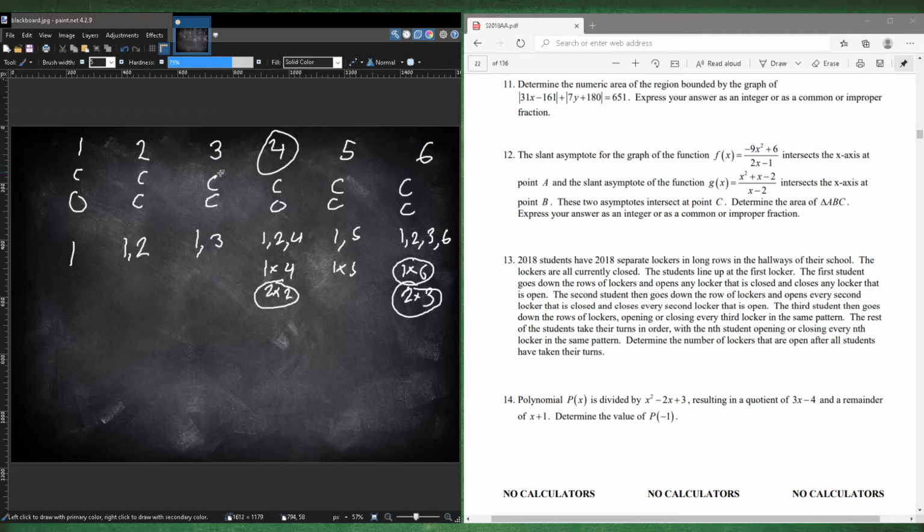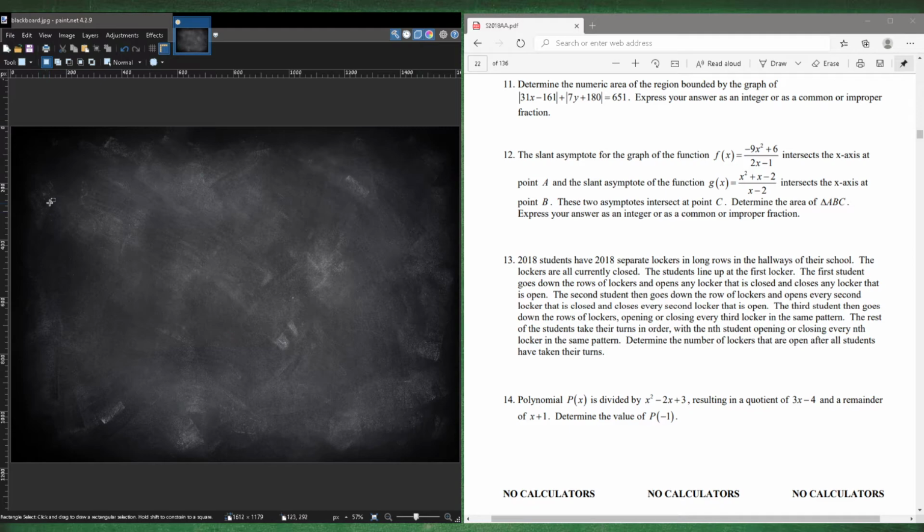So what we're looking for are perfect squares. So all we have to look for is perfect squares in 2018. So how many perfect squares are in 2018? Well, if you think about it, all we have to do is take any number from 1 squared, 2 squared, 3 squared, 4 squared, all the way up to something squared that is less than 2018.